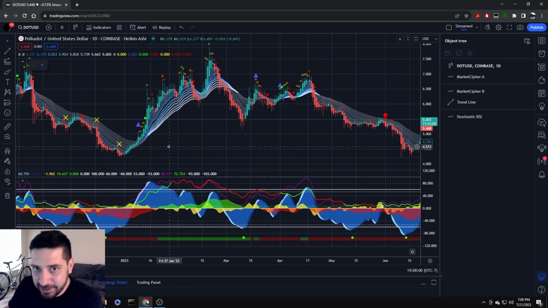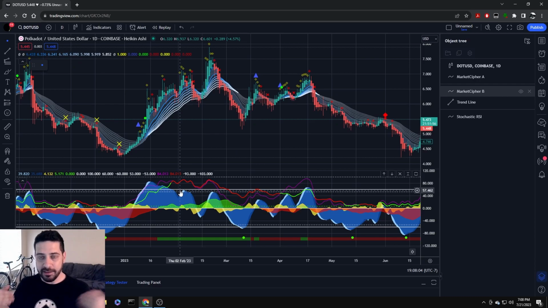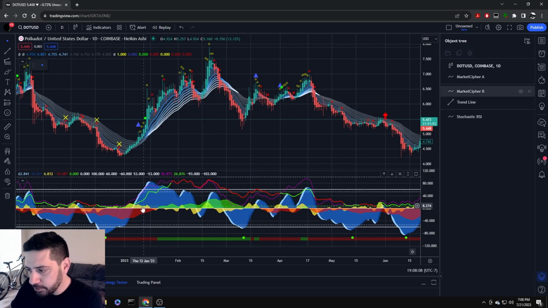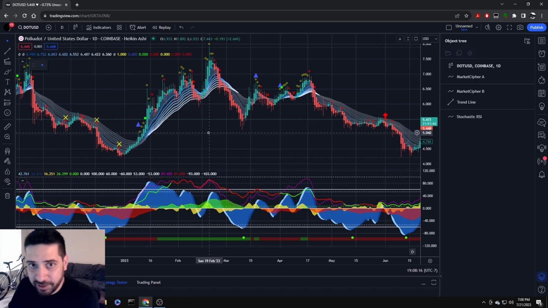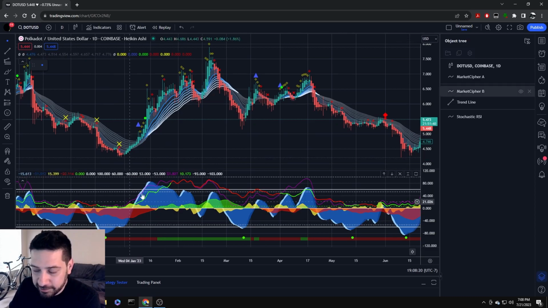And it works in conjunction with Market Cipher B, which, for me, is the moneymaker. This is where it all comes together. You have a lot going on here. You have the blue momentum wave, which has a strategy called the blue wave strategy, which is what I use primarily. That is exclusive to Market Cipher.